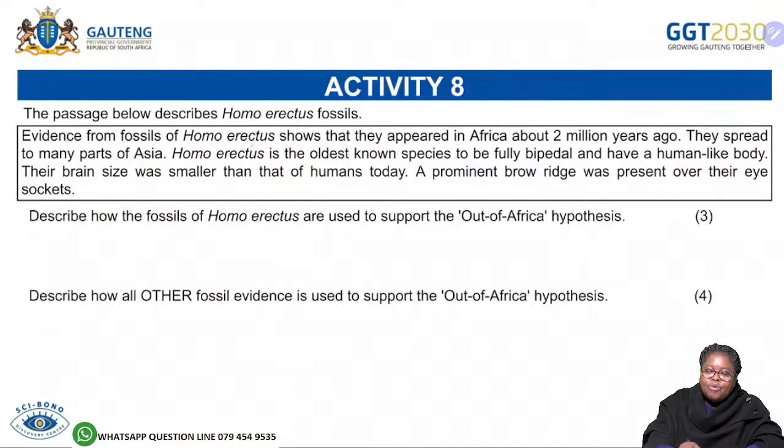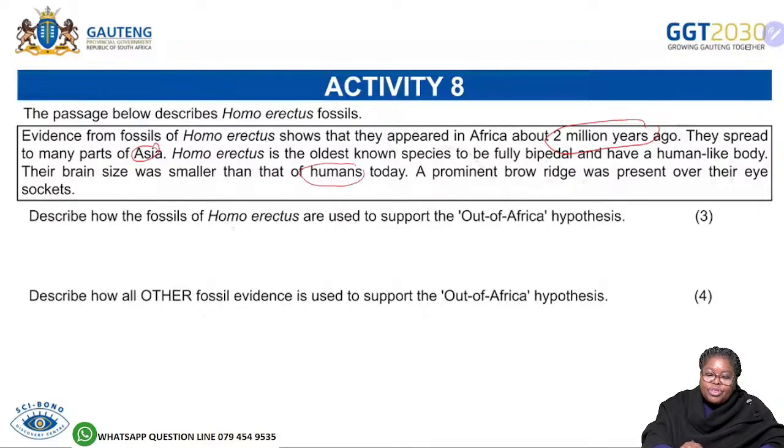Evidence from fossils of Homo erectus shows that they appeared in Africa about 2 million years ago. They spread to many parts of Asia. Homo erectus is the oldest known species to be fully bipedal and have a human-like body. Their brain size was smaller than that of humans, as we have proved by looking at the volume; the brain size is bigger than that of other primates. A prominent brow ridge was present over their eye sockets.